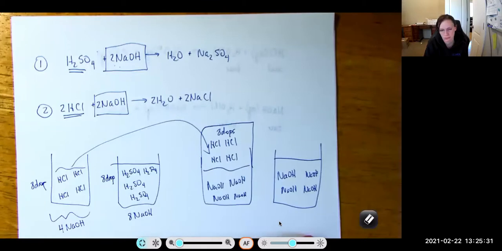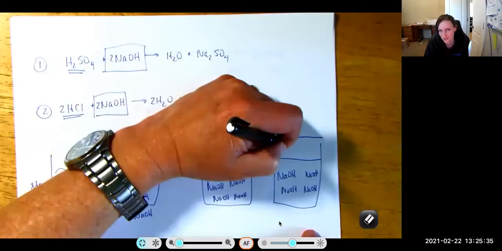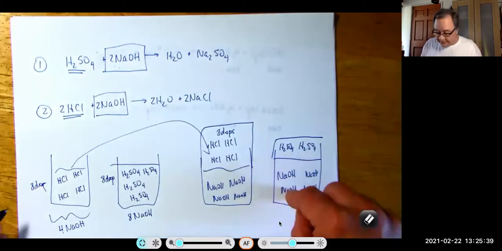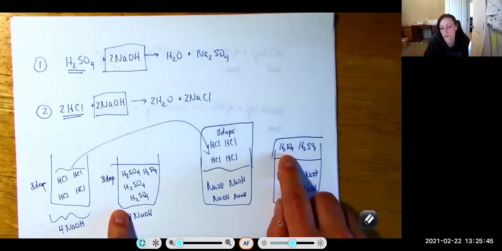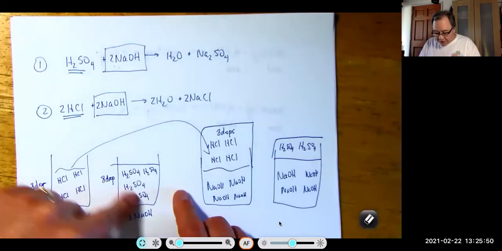2 drops. Okay. Because each one of them comes with 2 hydrogens, so it can neutralize 2 of these. How many drops would that be? You said 2 drops. Well, if 4 of these is 8 drops, then 2 would be 4 drops.